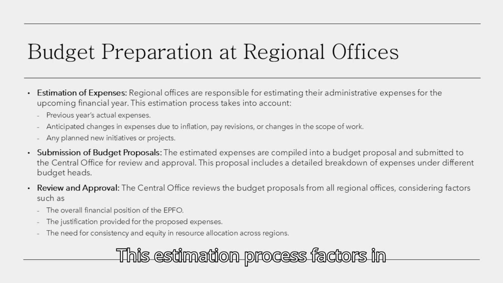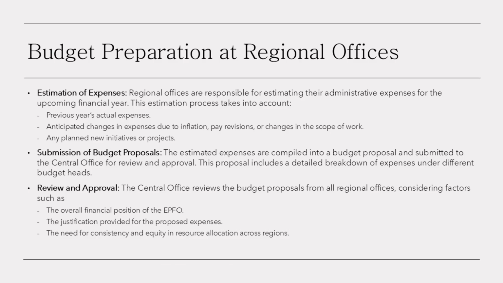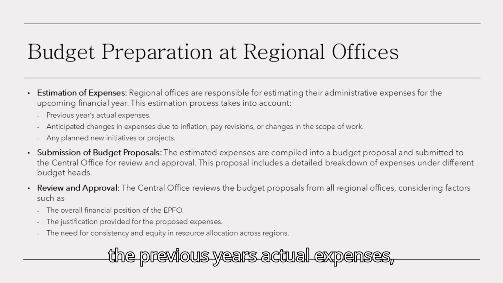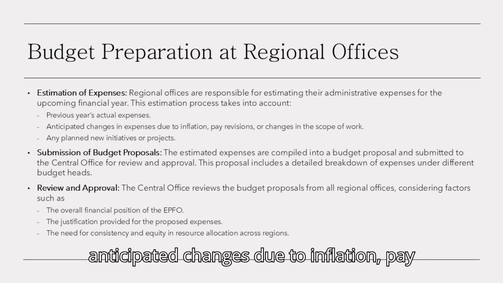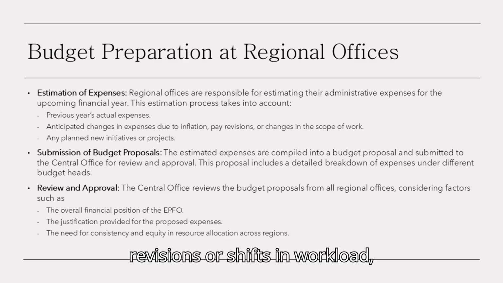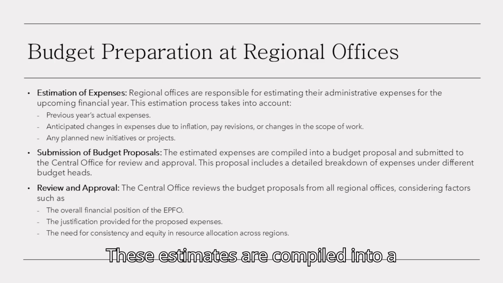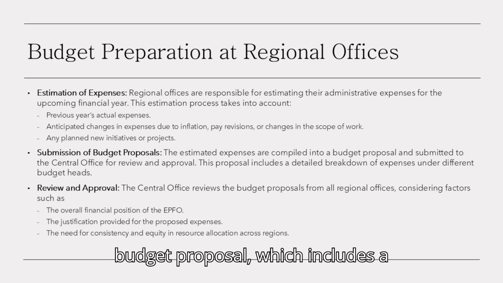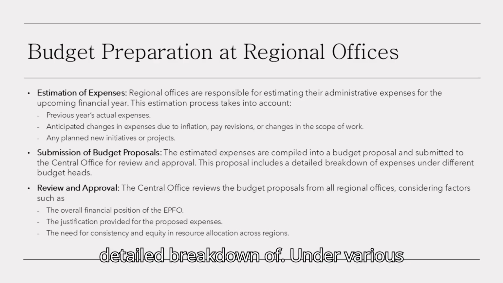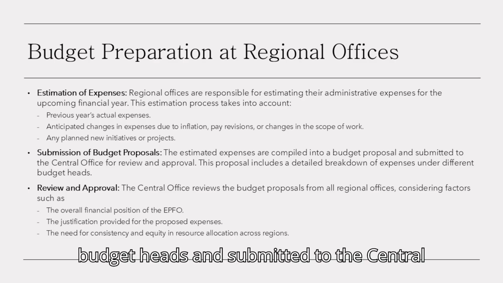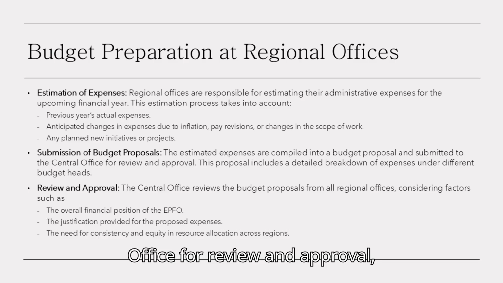This estimation process factors in the previous year's actual expenses, anticipated changes due to inflation, pay revisions, or shifts in workload, any new initiatives or planned projects. These estimates are compiled into a budget proposal, which includes a detailed breakdown of expenses under various budget heads, and submitted to the Central Office for review and approval.